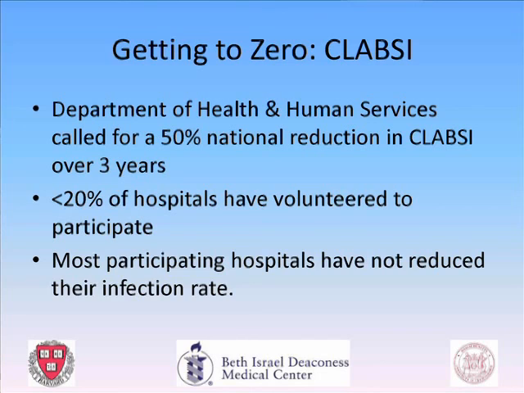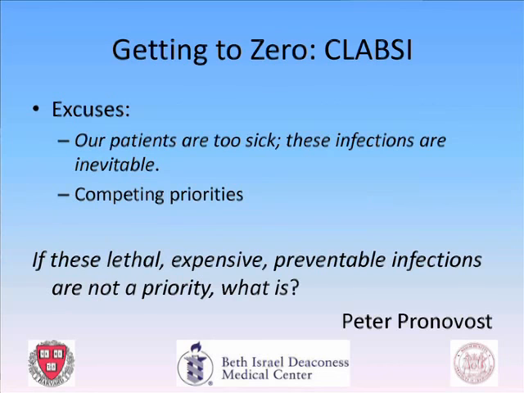So Peter Pronovost went back to the CEOs of those hospitals who were participating, and they said that we didn't see your good result because our patients are sicker than your patients at Johns Hopkins, which is quite hard to imagine. And that the infections that we see in our hospitals are inevitable, unlike your infections at Johns Hopkins. And we have competing priorities here. We have other things that we need resources for. So Peter Pronovost, in his editorial, said that if these lethal, expensive, and preventable infections are not a priority, what is?